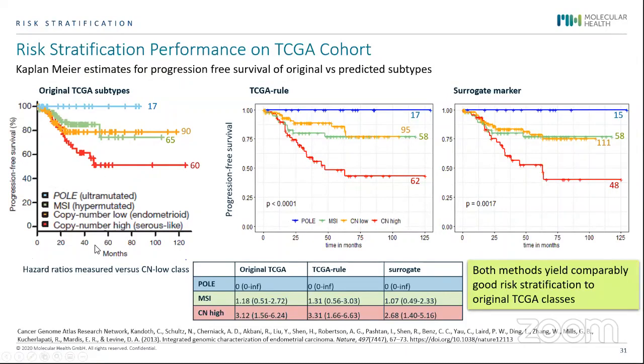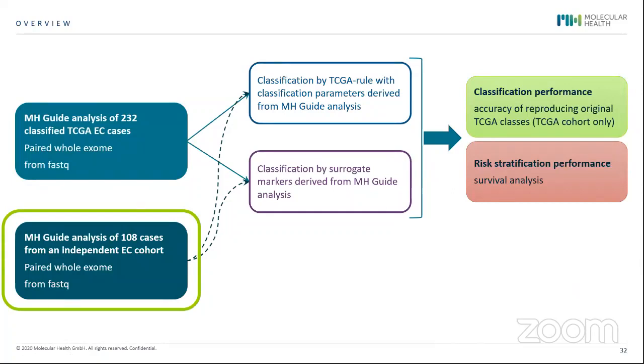Summarizing this part, on this TCGA cohort, both of our classification schemes using only DNA and GS data perform pretty good and very comparable with respect to classification and risk stratification. So yeah, now we look at our independent cohort from the University of Greifswald. Of course, there we don't have a multi-platform classification. We don't have ground truths here, so we can only look at the risk stratification to see how good the two classification rules perform.